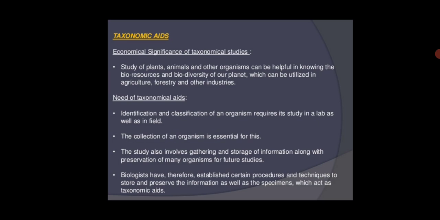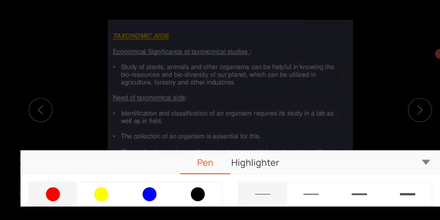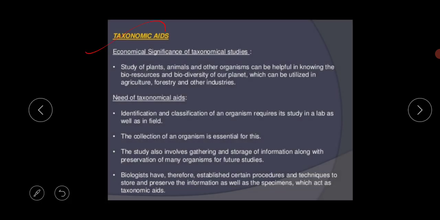Before starting this class, I hope you have already gone through the 3 previously uploaded videos on this chapter. From these 3 videos we came to know about the living world, about taxonomy, about binomial nomenclature and the taxonomic categories also. In today's class, I am going to discuss first the taxonomic aids. So what is the basic meaning of these taxonomic aids?